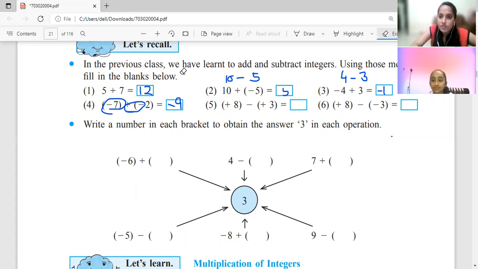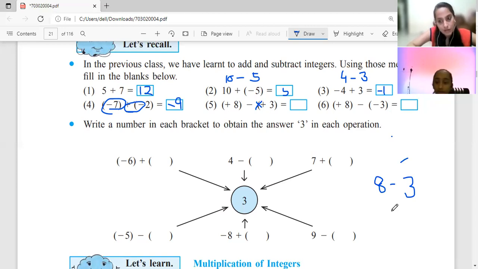Now moving to the next question. Now again we have three signs over here. तो हम पहले बीच वाले दोनों साइन की कैलकुलेशन करेंगे. So again instead of bracket we are going to multiply. So minus into plus will become negative sign. So my question will become plus 8, that is 8 minus 3. 8 minus 3 is 5.